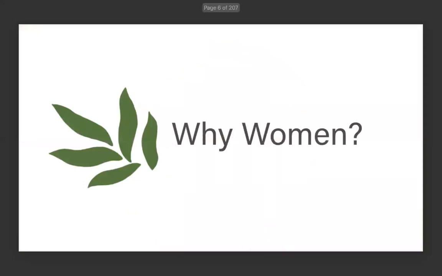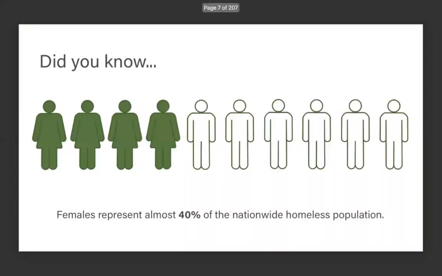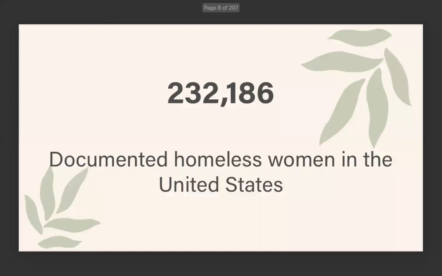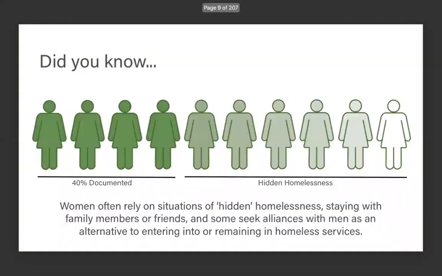And I'm going to start out with telling you guys why I chose to focus on women. So females represent almost 40% of the nationwide homeless population. And you might be asking, why did you focus on the minority instead of the majority? Well, let me put this 40% into numbers. 40% equals 232,186 documented homeless women in the United States. And I want you to remember the word documented here for a second.